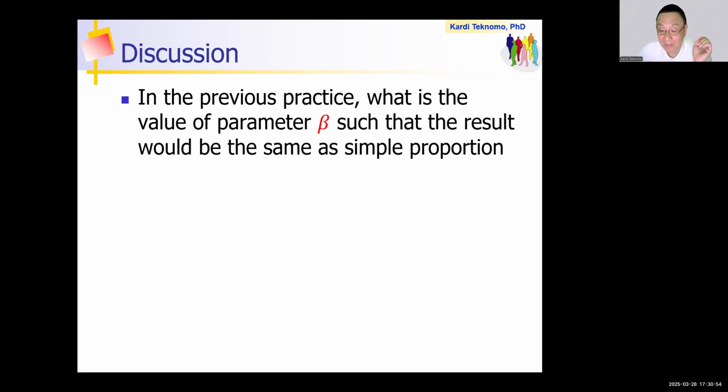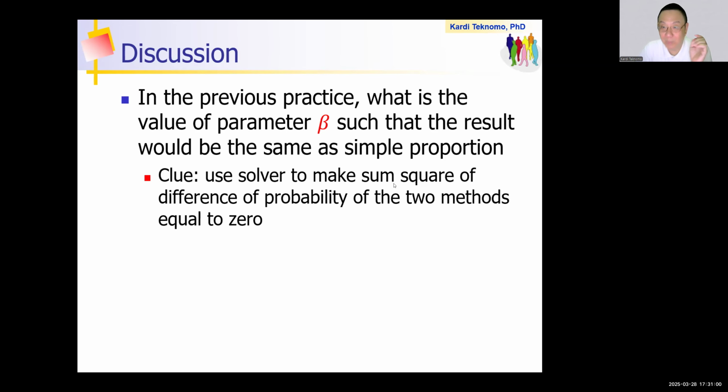Okay, so the clue is to use Solver. So you already know the simple proportion value, 5/9, 4/9. And then you minus it with the value with beta, so that you can get the sum square of error. So, and then you want to set this to 0. Possible? Okay, so when you set this to 0, what will happen? You will get the value of beta.